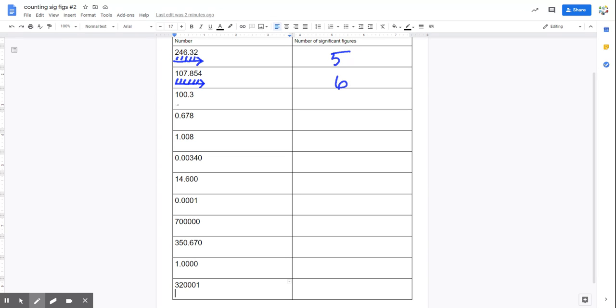Number 3 has a decimal place, so we go from left to right. Begin with the first non-zero, which is a 1. Count these zeros. 2, 3, 4. 4 significant digits.